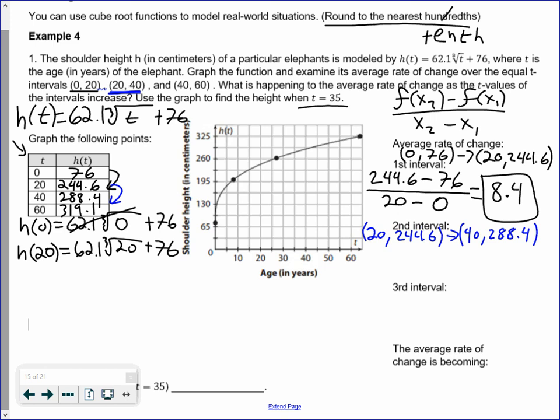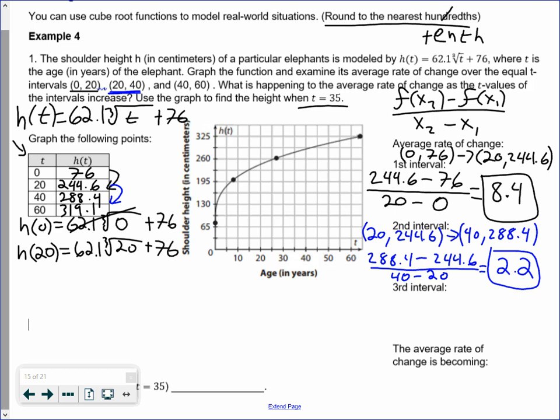So f of x2, or f of x of the second point, which is 288.4, minus the y value of the first point, or f of x1, which is 244.6. All of that, all over x2, which is 40, the x value of the second point, minus the x value of the first point, which is 20. And again, just put this into a calculator. Don't risk any mistakes. Don't make your life any harder than it needs to be. You put it in, you round it to the nearest tenth, you're going to get 2.2.